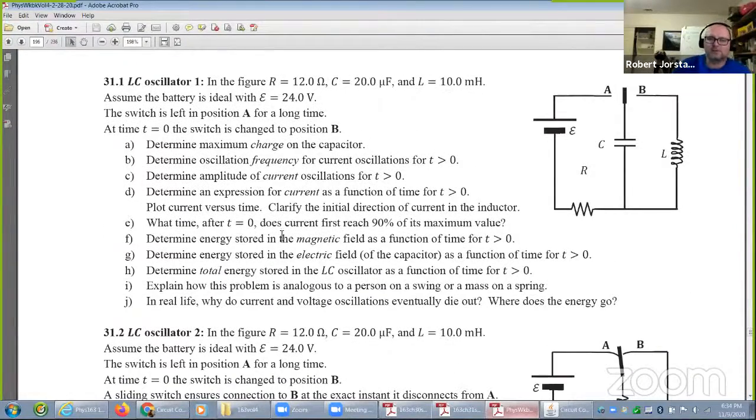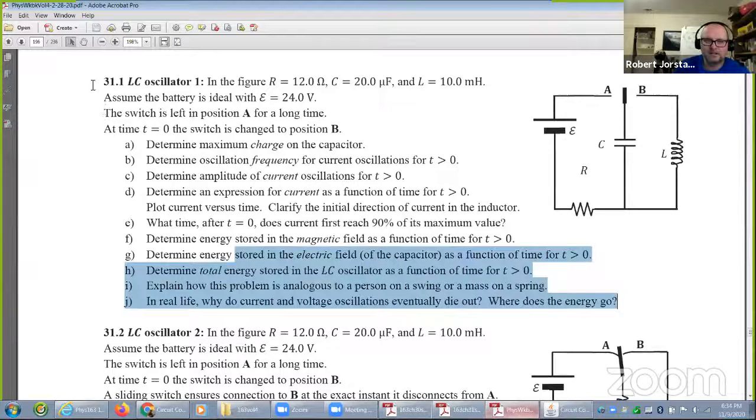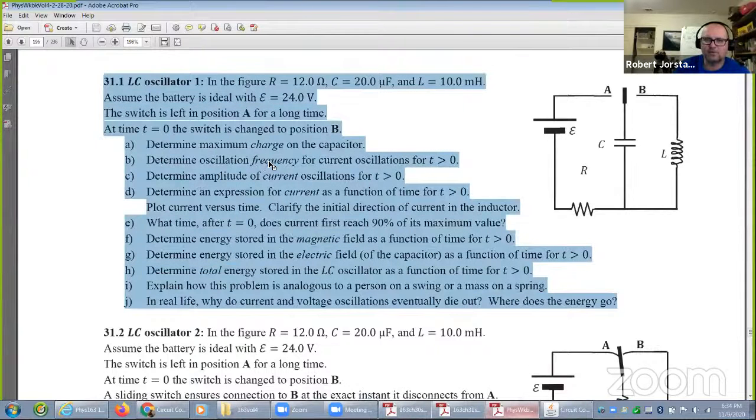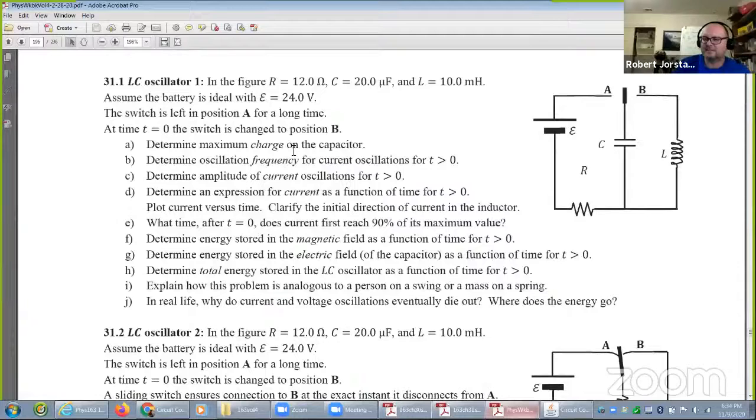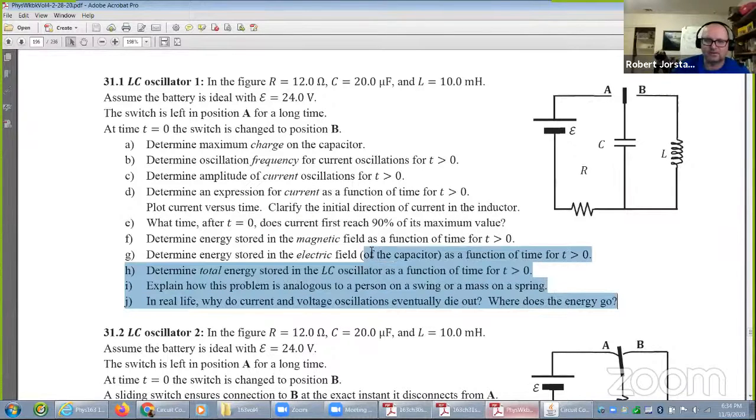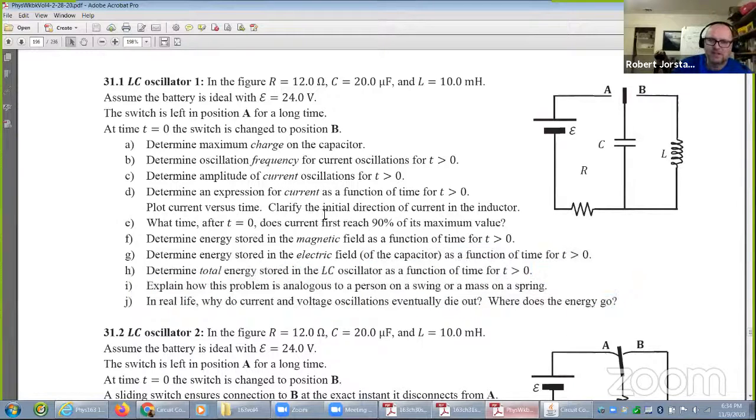So let's look at a problem here. Let's look at LC oscillator number 1. This is very similar to what we just had. What we could do is, we're out of time, so we'll pick up here next time, I guess. So this will be next Monday after your next quiz. Yay. But at least we finished chapter 30, which your next quiz covers. So the idea is we'll pick up here next time.